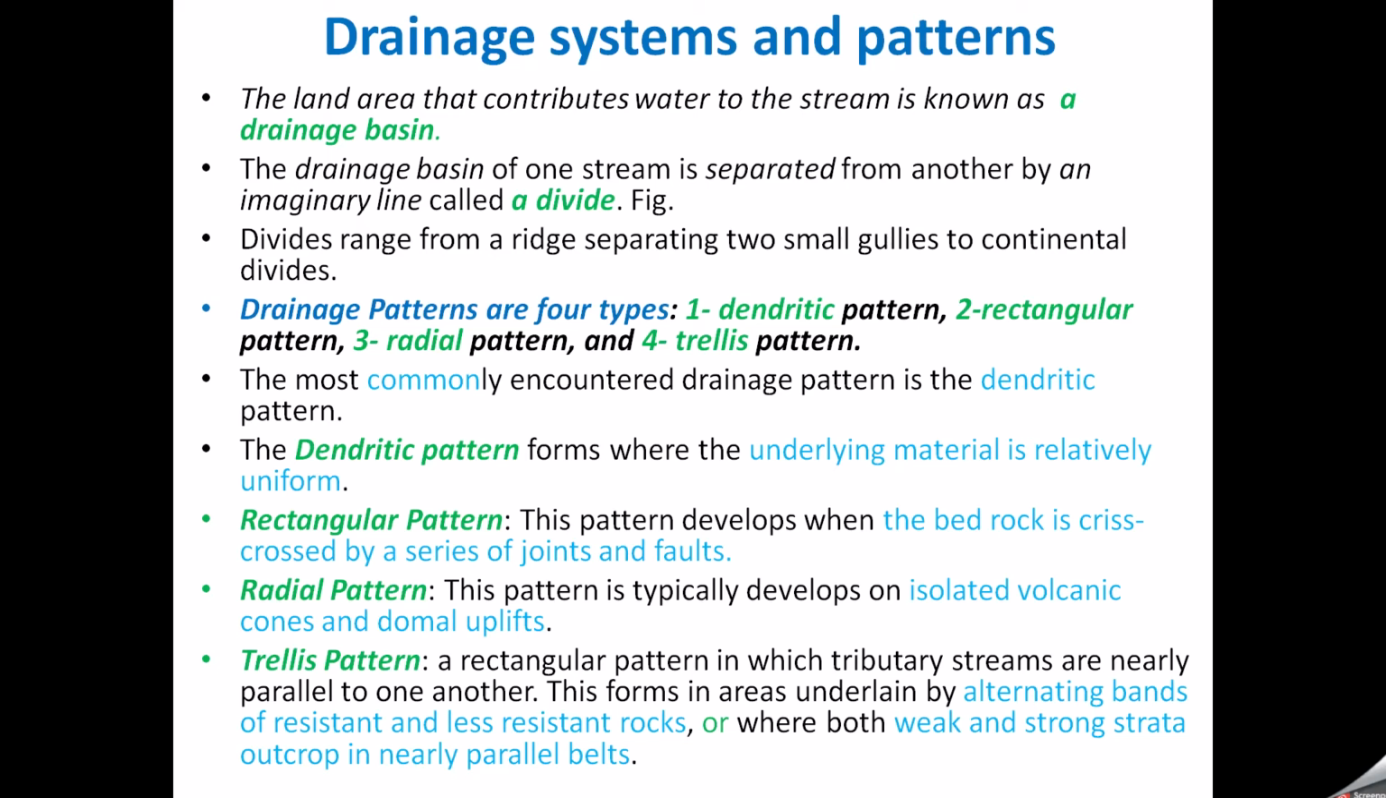Drainage systems and patterns. The land area that contributes water to the stream is known as a drainage basin. The drainage basin of one stream is separated from another by an imaginary line called a divide. So we have a drainage basin, and we have a divide. Divides range from a ridge separating two small gullies to continental divides. And we have drainage patterns, four types: dendritic, rectangular, radial, trellis. Let's look at the pictures to understand.